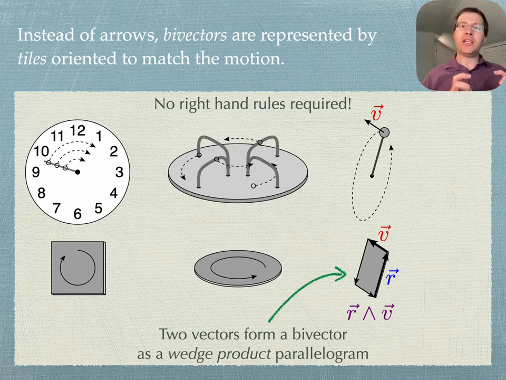The tile is oriented in the plane of rotation of the object. So the tile for the clock on the wall is a tile parallel to the wall. The tile for the rotating merry-go-round is a tile parallel to the ground. The tile for this rotating ball on a string is a tile that's in the plane of motion of the ball on the string. Each tile is labeled with a little clockwise or counterclockwise arrow showing which orientation of rotation in that plane is indicated for that particular object. So with these tiles, I don't need to do any right-hand rules. You just draw the rotation on the tile.